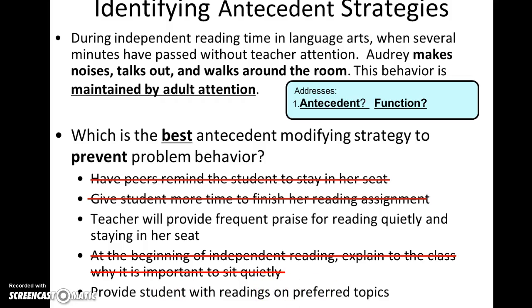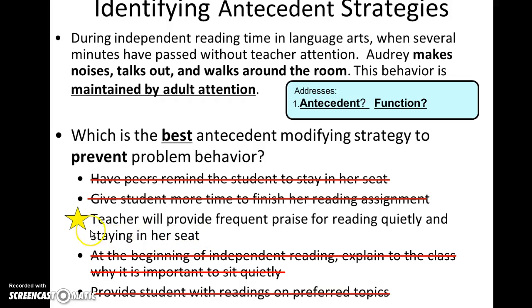But not for attention. Okay, so instead we can do: teacher will provide frequent praise for reading quietly and staying in her seat. This is called an antecedent strategy because this will prevent her from actually engaging in problem behavior, right?